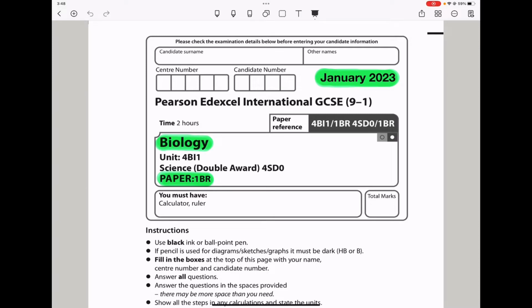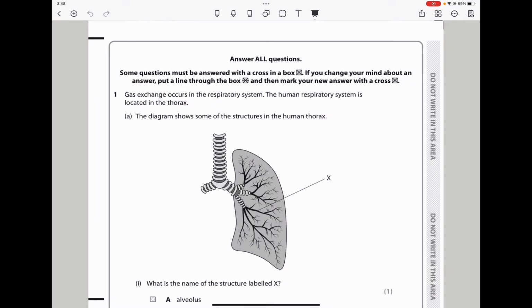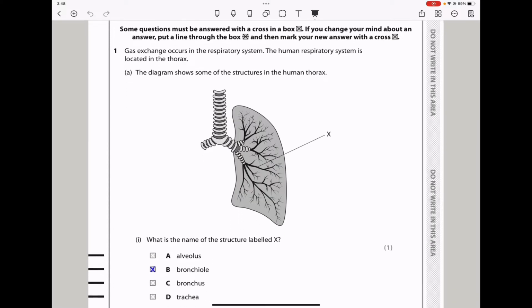Today we are doing the Pearson Edexcel International GCSE Biology Paper 1BR for January 2023. Let us begin with the first question. Question 1. Gas exchange occurs in the respiratory system. The human respiratory system is located in the thorax. In part A, the diagram shows some of the structures in the human thorax.